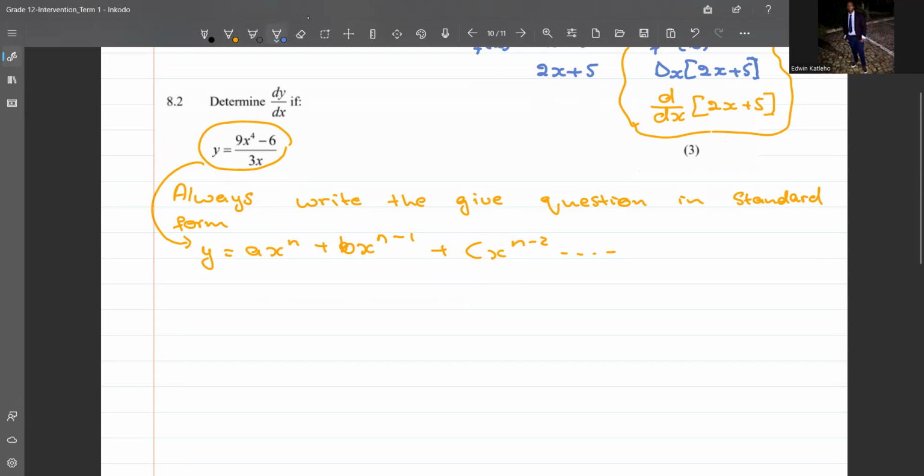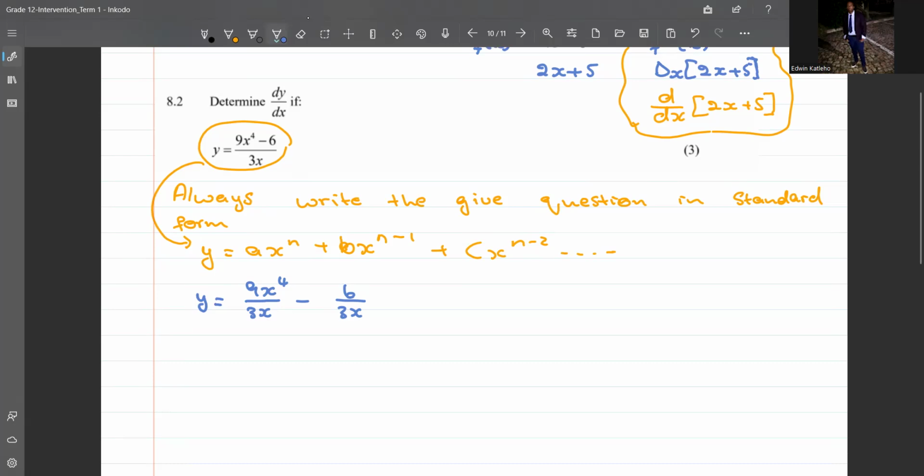So we have two terms divided by one term. So what we're going to do is split these two terms. We'll get y equals 9x to the power of 4 divided by 3x, and then minus 6 divided by 3x. Secondly, we then have to remember our exponential laws, especially when it comes to this part here.